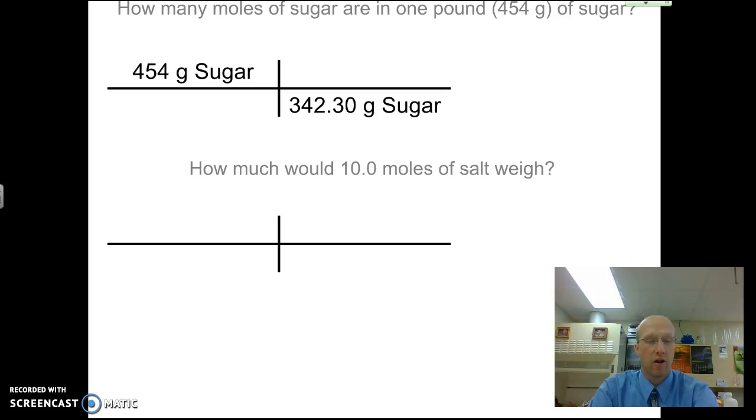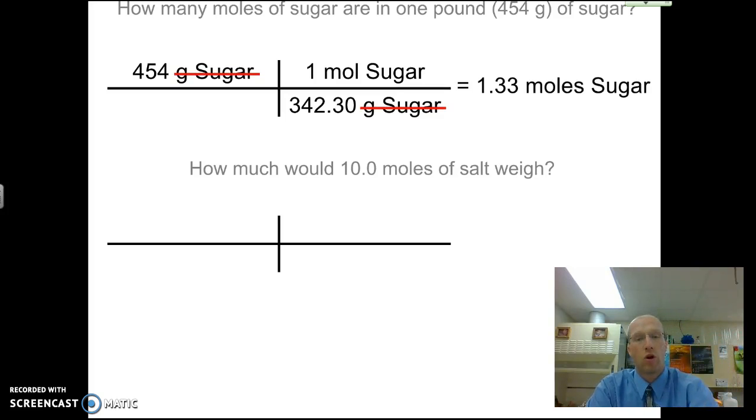I know that a pound is 454 grams, and so I take that and divide it by the molar mass of sugar. We just found that out in the previous slide, which was 342.3 grams in 1 mole of sugar. The grams of sugar cancel, and we're into moles of sugar. It's 1 1/3 moles.